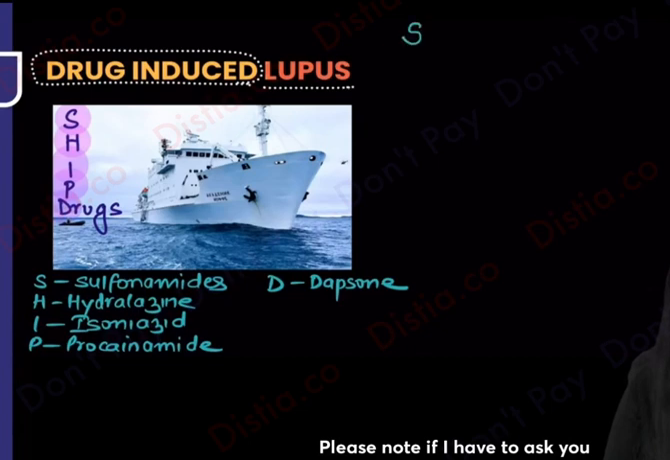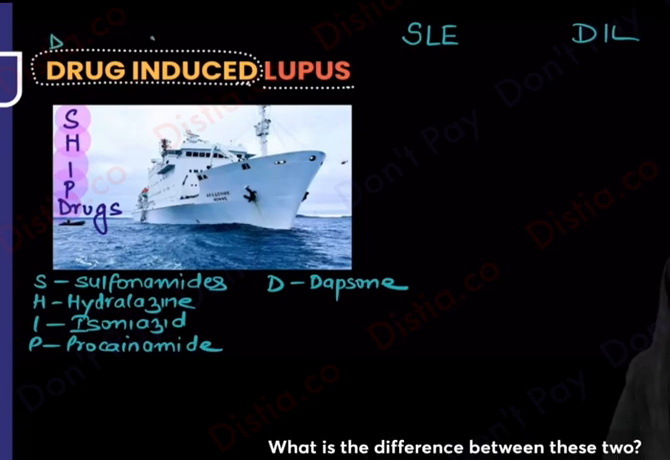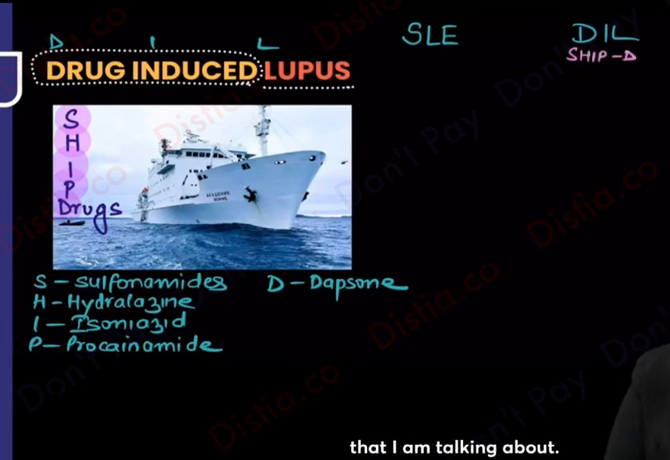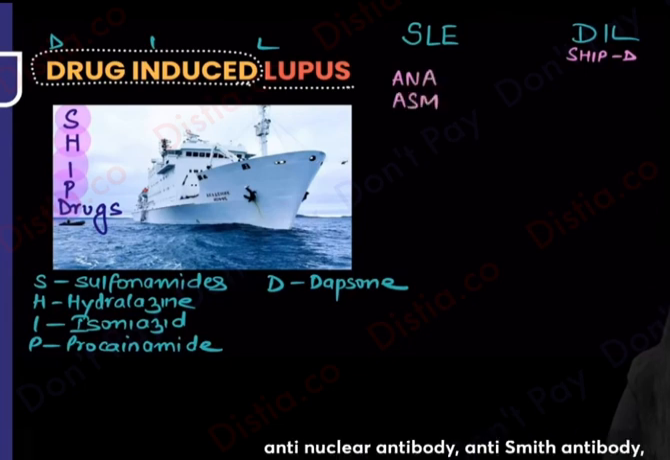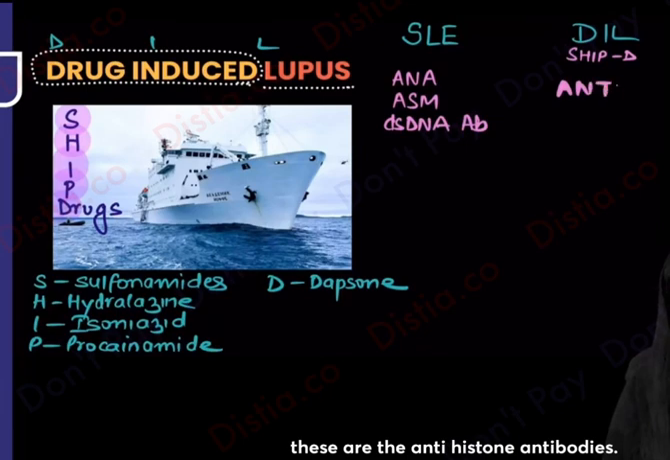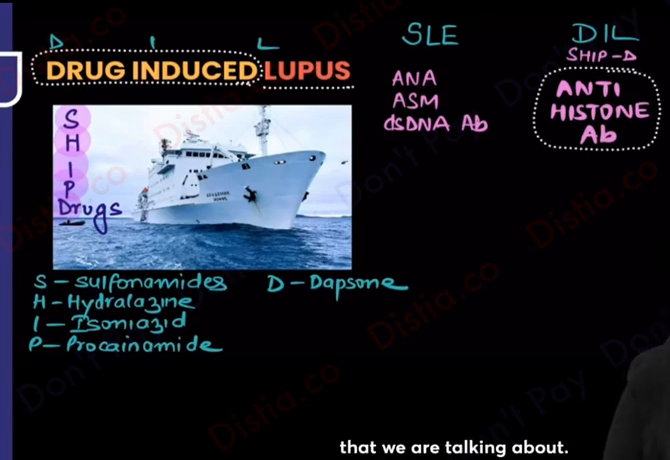Please note, if I have to ask you what is the difference between SLE, the real lupus, and the DIL, the drug-induced lupus, what is the difference between these two? You will first and foremost say that SLE is only and only because of genetic problems, autoimmune disorder. Drug-induced lupus is obviously because of the SHIP drugs that I am talking about. What are the antibodies? In SLE, I had lots of antibodies: anti-nuclear antibody, anti-Smith antibody, anti-dsDNA antibody, so many antibodies I had, right? Whereas in drug-induced lupus, these are the anti-histone antibodies that we are talking about.